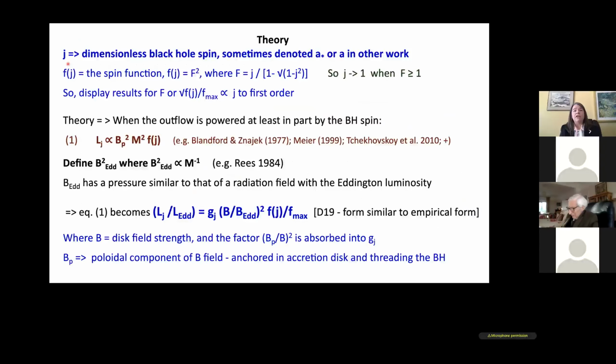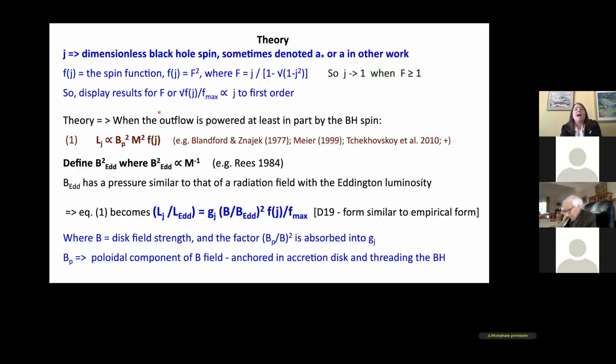Just a few notation comments. I'm using the symbol little j for the dimensionless black hole spin. Sometimes it's denoted by a symbol a-star or capital or lowercase a. So this is all the same quantity. The spin function f(j) is used to describe a spin-powered outflow, and it's proportional to j squared to first order. We can write it as capital F squared, where capital F is given by this relationship, but to first order in j, F is proportional to j, okay? And later on, you'll see capital F, well, I'll get to that later on.